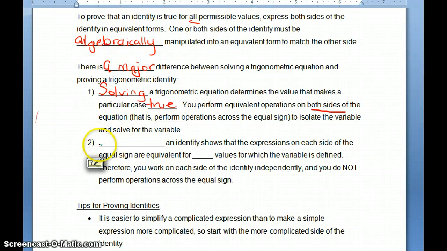The second part here is comparing to proving an identity. That shows that the expressions on each side of the equal sign are equivalent for all values for which the variable is defined. Therefore, you work on each side of the identity independently, and you do not perform operations across the equal sign. That is really key. If you do something to one side, it should not be done to the other side, so you'll have to do equivalent forms. What you do to one side, you do to the other, is not applicable at this point. We'll see some examples of what I'm talking about, okay?